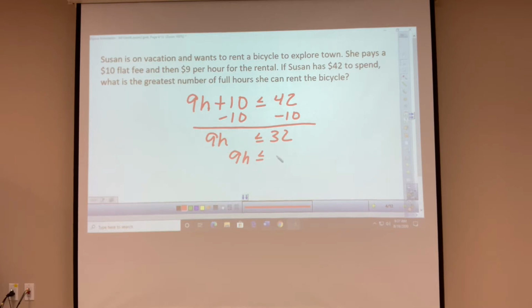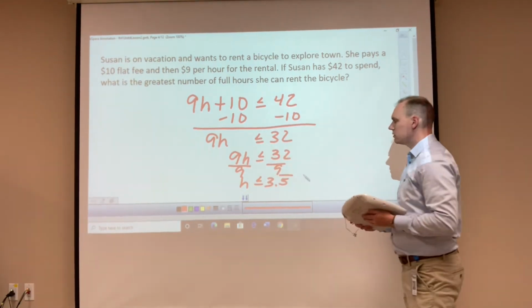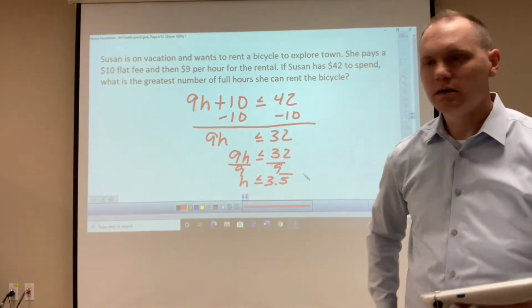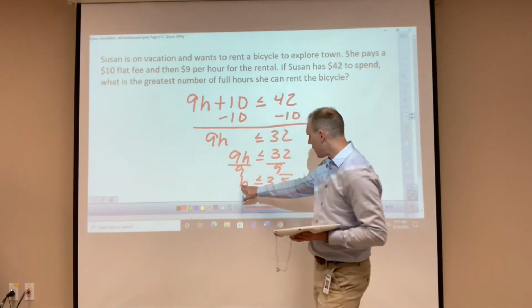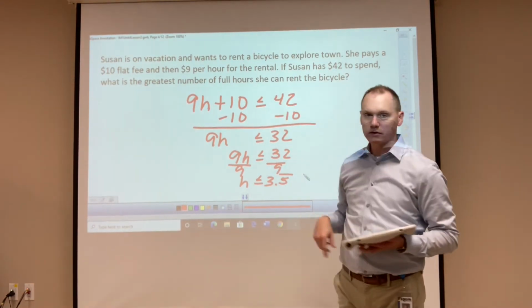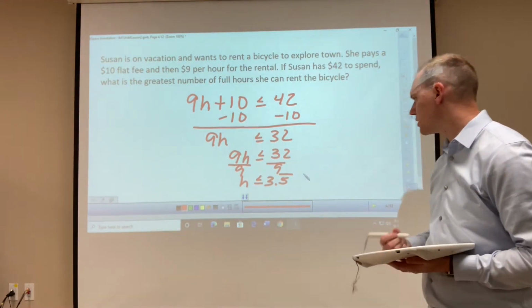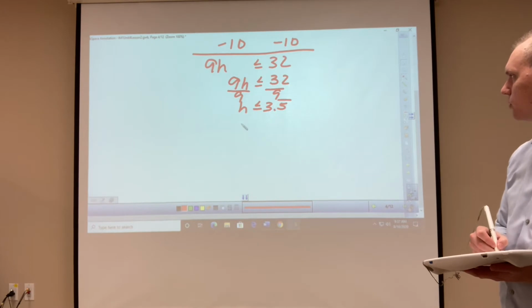So h is less than or equal to 3.5 repeating, or 3 and 5/9. So the most, how many hours can she ride then? The number of hours that she rents the bike has to be less than or equal to 3.5. And it says the number of full hours. So she can't ride 3.5 hours or 3.5 repeating hours. So how many can she afford then?